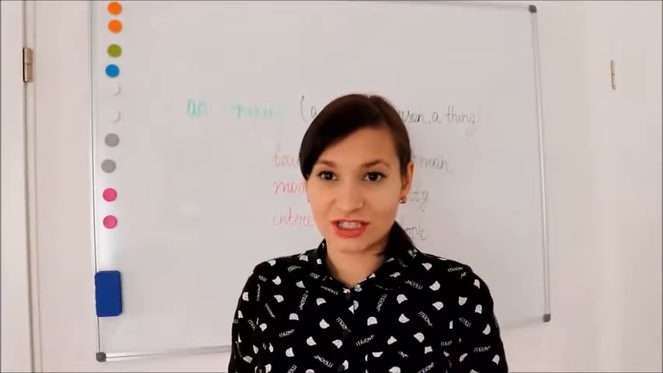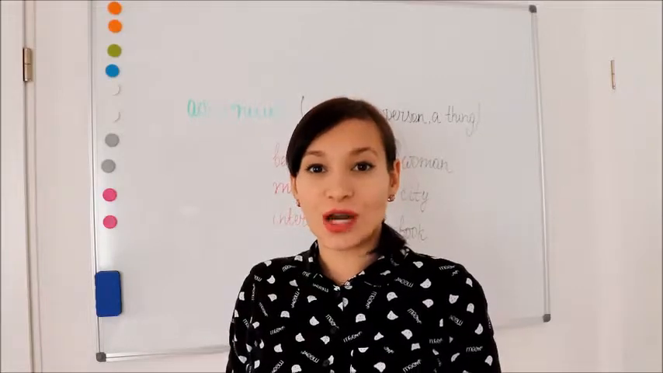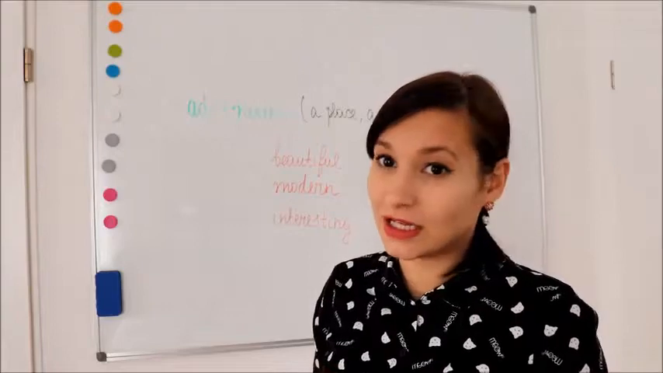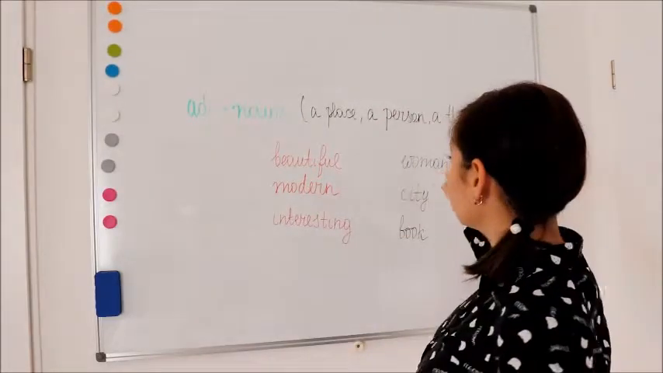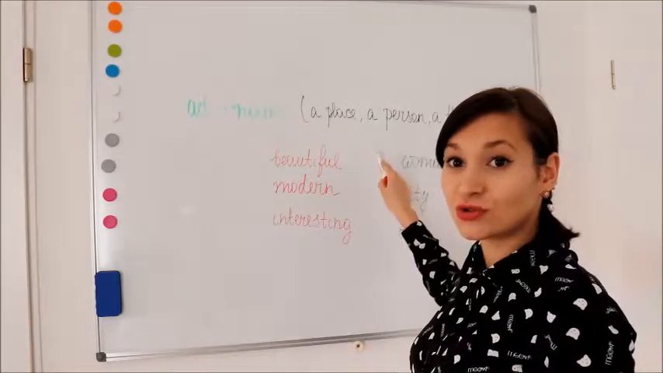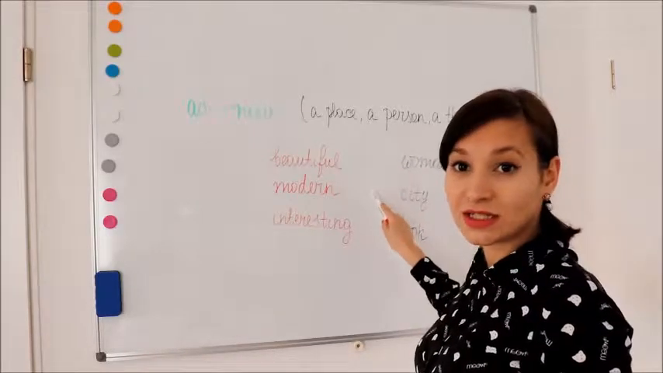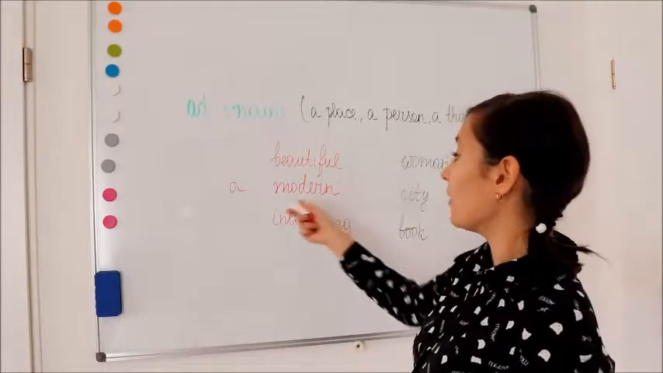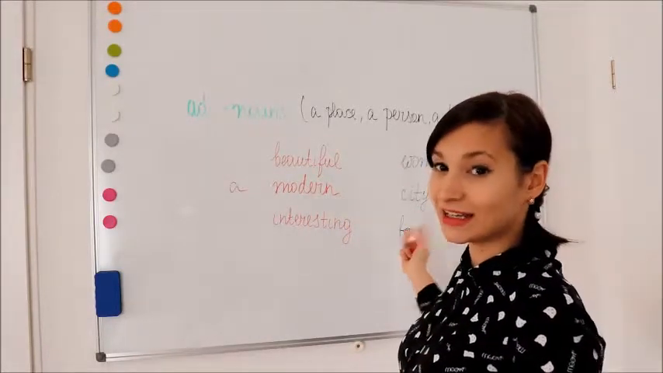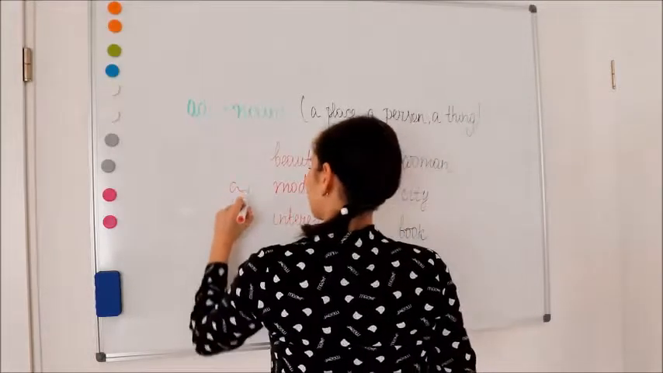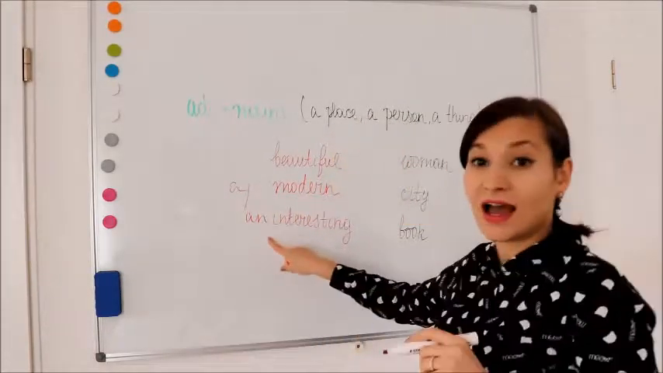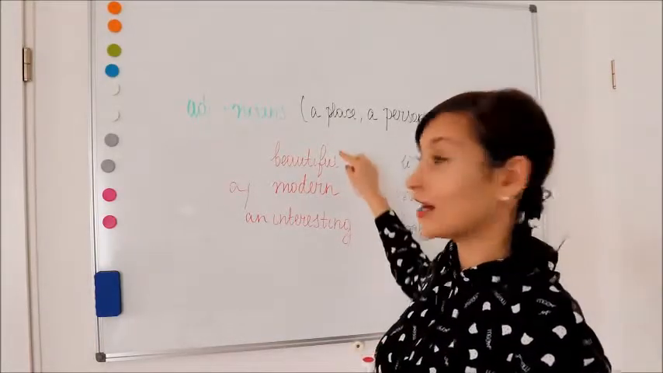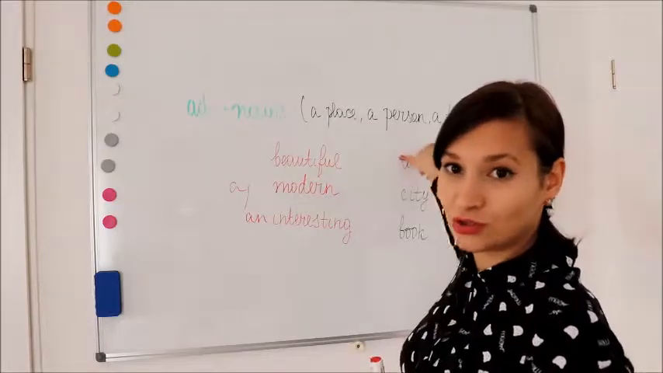Let's start with adjectives. Adjectives are used to describe nouns. So what are nouns? A noun is a person, a place, or a thing. So we use adjectives to describe people, places, or things. A beautiful who or what? Woman. A modern who or what? City. An interesting who or what? Book. As a rule, you put your adjectives before the noun you describe.